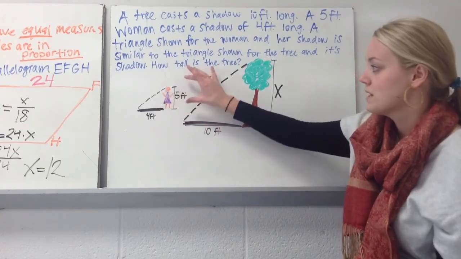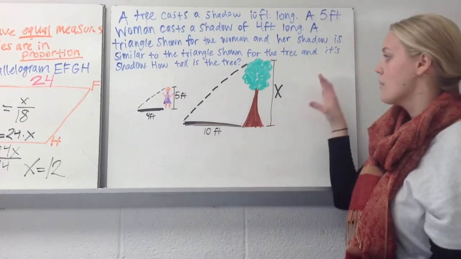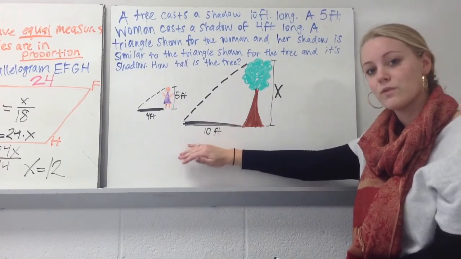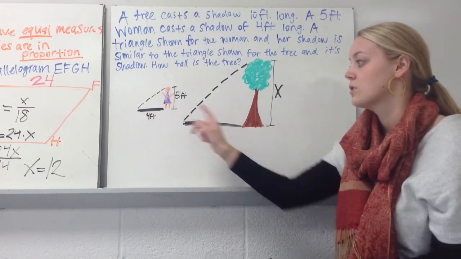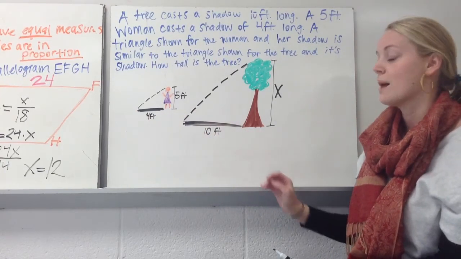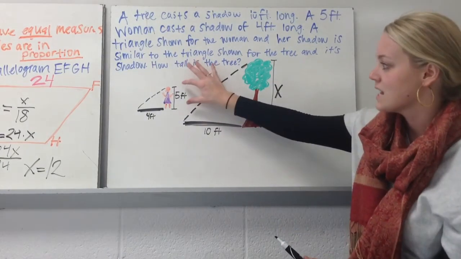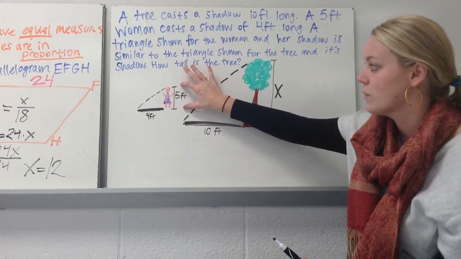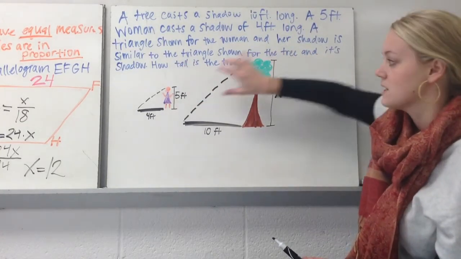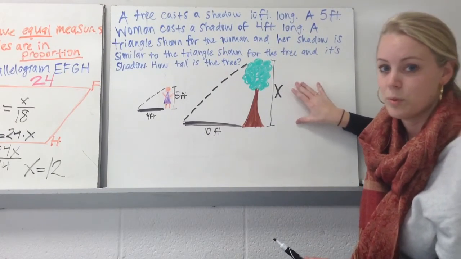We know that the woman is 5 feet tall and her shadow is 4 feet long. We don't know how tall the tree is, but we know that the tree casts a shadow of 10 feet long. We also know that these two triangles are similar. So that means we can set up a proportion. I'm going to set the height of the woman over the height of the tree, because these two sides of the triangle are directly proportional.